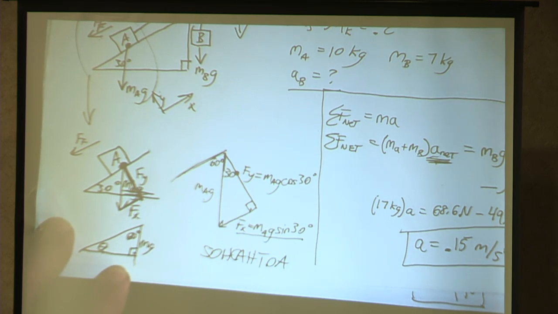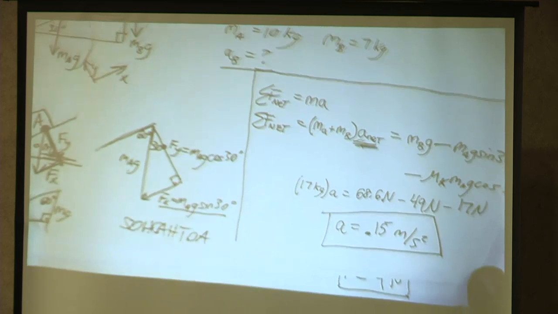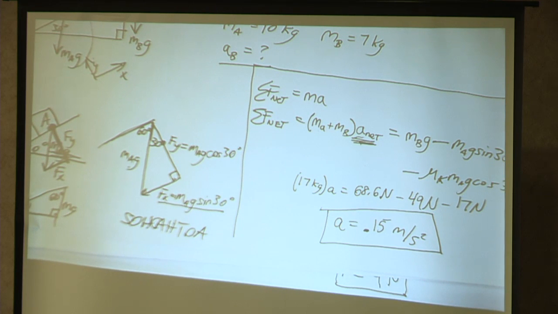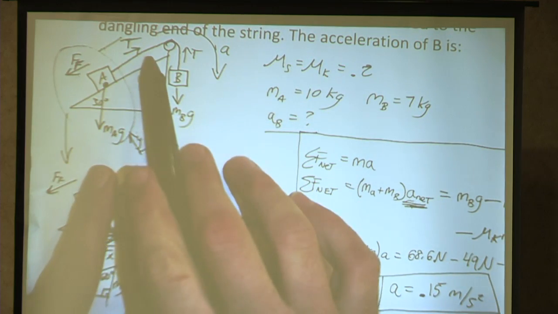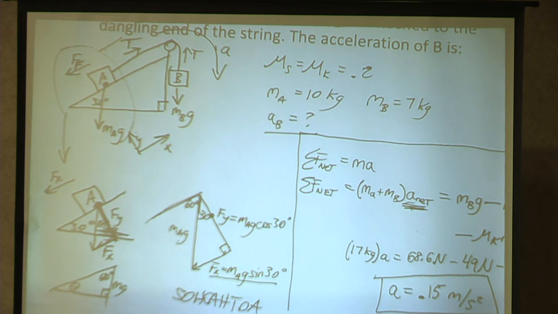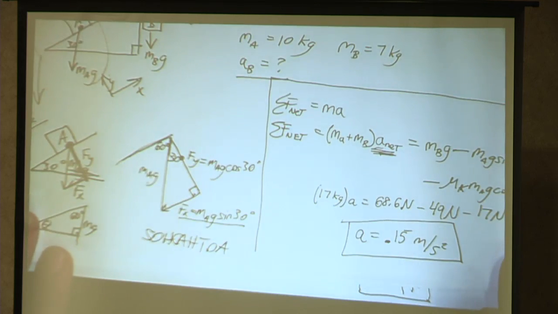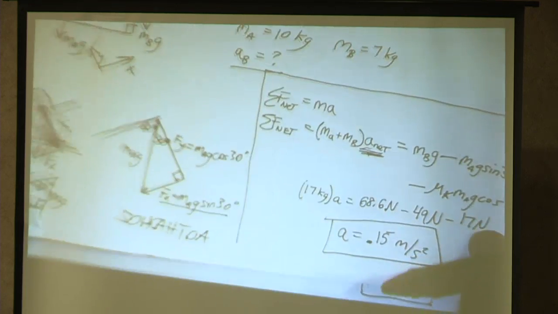Yes? So the reason our tensions are not in the summation is because they cancel out, right? Sorry, what was that? Why aren't the tensions in the summation of forces? So I could have put them in there, but they would have canceled out. This one would have been plus T, this one would have been minus T. A lot of the time with pulley problems, unless they ask you for tension, they're just going to cancel out. Any other questions? Okay. Next question.